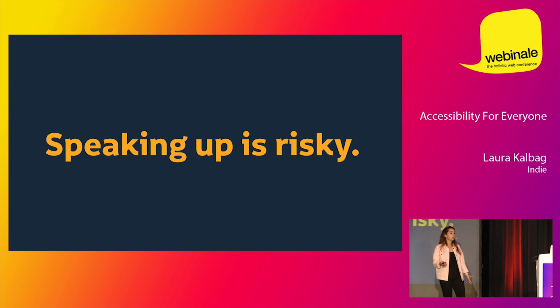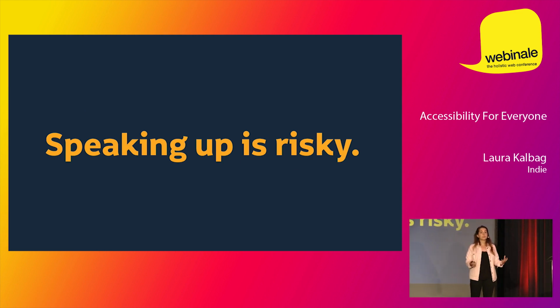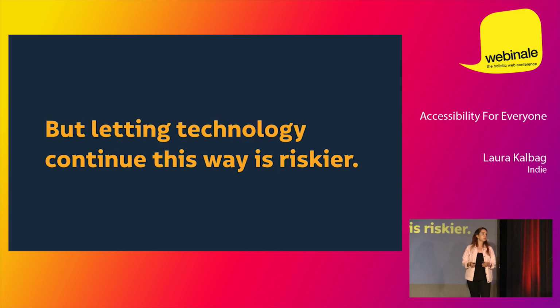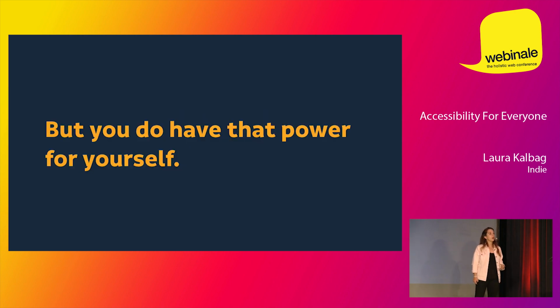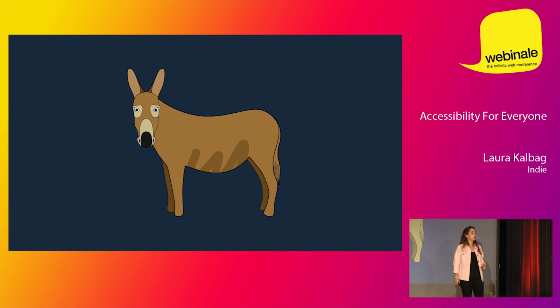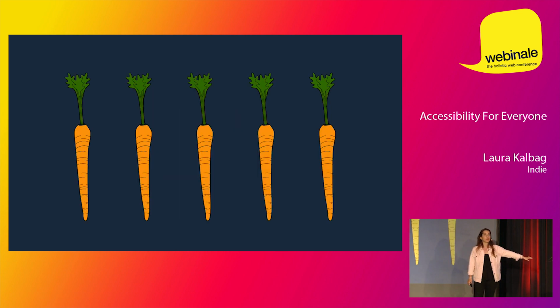Because speaking up is risky, especially when we're fighting entities that are far huger than ourselves. But letting technology continue in this way is far riskier. In the end, I'm not here to drive you. I don't have any power over you whatsoever. I don't want that power. I don't have a gift for you for doing the right thing. But you have that power for yourself. You can build yourself a stick and continue to beat yourself with it until the end of time. Or you can grow yourself a carrot and grow carrots for everyone.